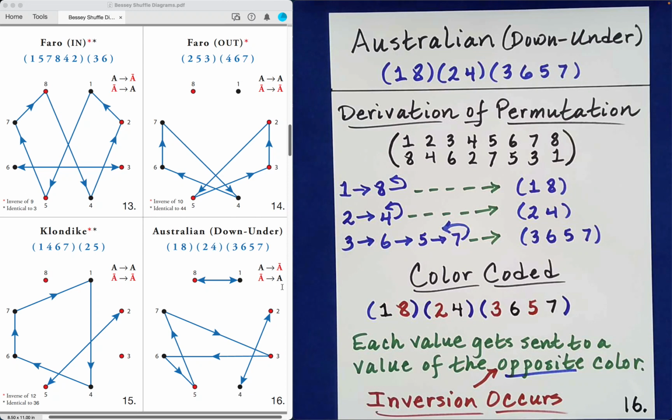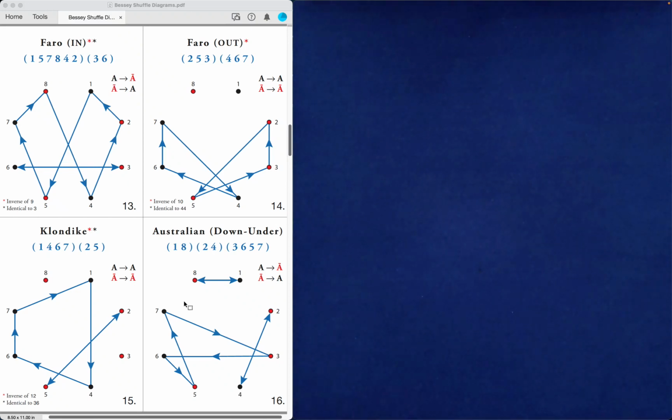And here I've indicated that inversion has in fact occurred. And then note down here, I have no indication of any other shuffle that is either the inverse of the Australian Down Under or identical to it, that I will be featuring in this series devoted to Bessey Shuffle diagrams. Okay, so let's finally show an application of all of this.